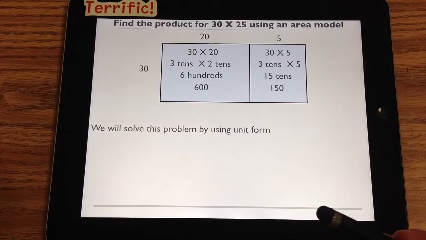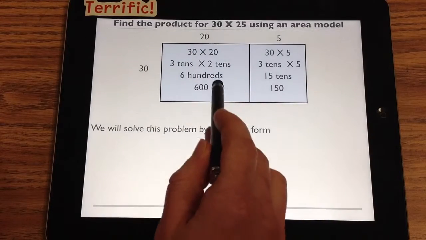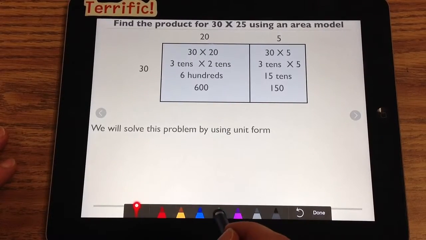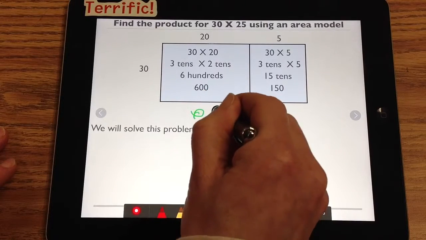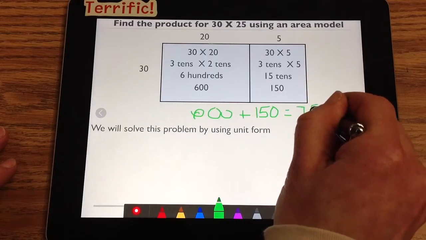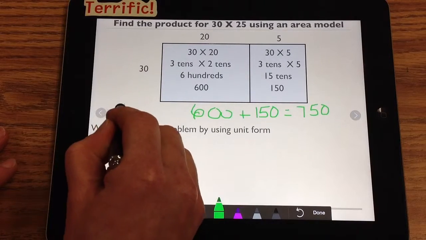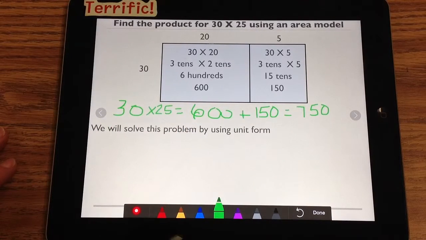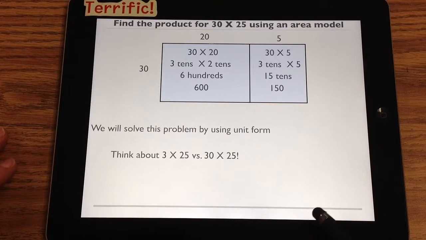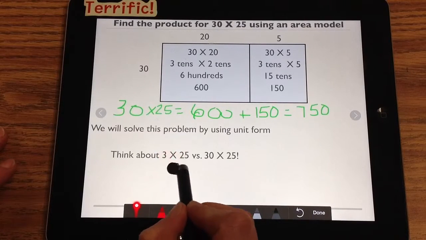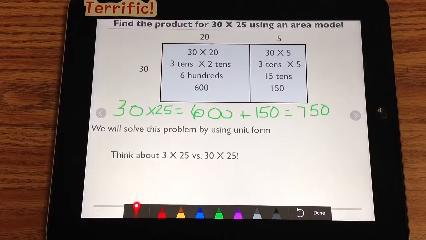In order to figure out what 30 times 25 is, I now just take my two totals and I add them together. To figure out what my total is, I would take 600 plus 150. That equals 750. So I can say that 30 times 25 equals 750. Now my next step is thinking about 3 times 25 versus 30 times 25. 3 times 25 you should be able to figure out quite easily, because that's like saying you have 3 quarters, which of course is 75.